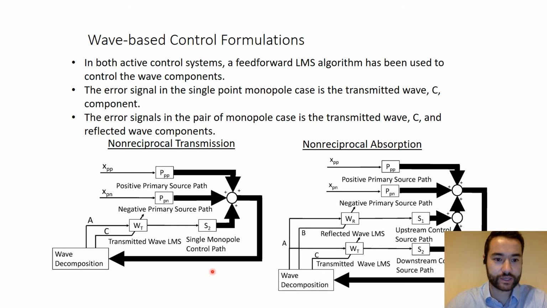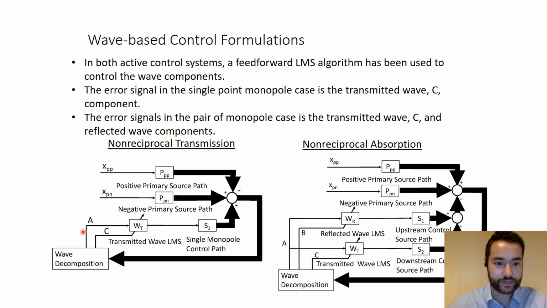On the left here, you can see the block diagram for non-reciprocal sound transmission. So here you can see the measured pressure from each sensor, and this goes to the wave decomposition method, which was shown in the previous slide, in order to calculate the positive and negative traveling waves in the upstream and downstream sections of the duct.